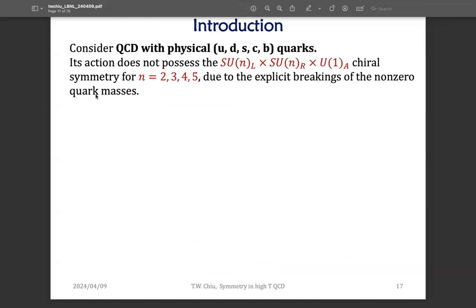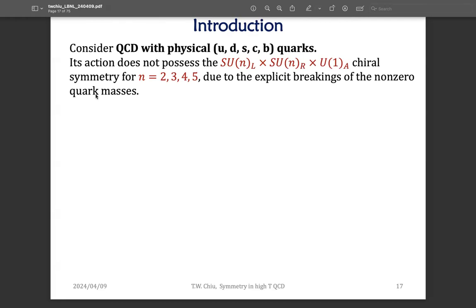Now let's consider QCD with physical... I think you just touch the screen. It's like an iPad. Oh, okay, great. This is the first time I see it. This is fantastic. I never saw such a large screen, just like an iPad.